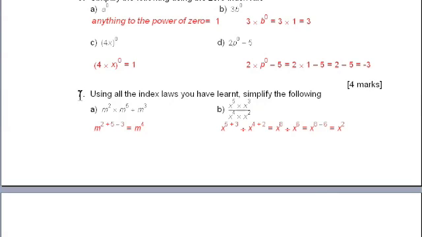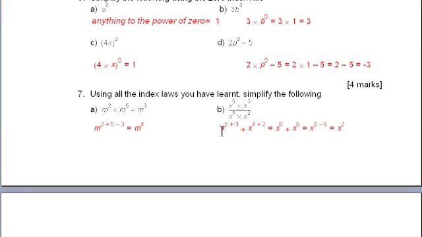Alright, having a look at question 7. Using all the index rules you have learnt, simplify the following. Alright, well, we've got all the numbers here are to the same base, so we can work with those. So it's m to the power of 2 plus 5 minus, because there's a division here, minus 3. 2 plus 5 minus 3 is 4, so it's m to the power of 4.